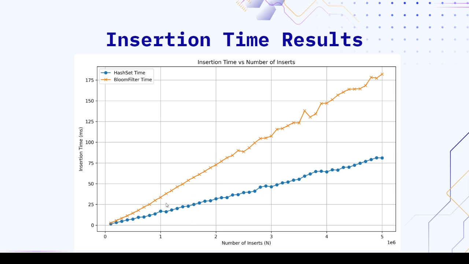And as we can see, as the number of inserts goes on, this gap widens a bit, but pretty much stays near double the time, or maybe 2.5 times the time it takes to insert all. So right here, this would be 5 million insertions. At 5 million insertions, we can see the hash set took 81 milliseconds and the Bloom filter took 182. So yeah, just a bit more than double the time.